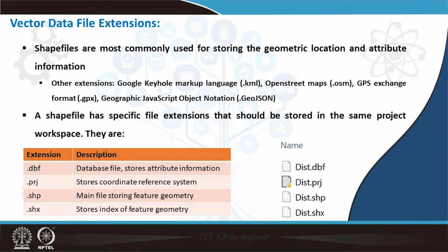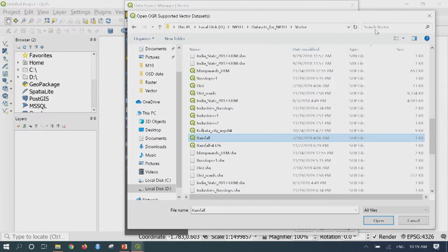Along with the shapefile, there are also other extensions. For example, Google Keyhole Markup Language, that is .kml, OpenStreetMap, that is .osm, GPS Exchange Format, .gpx, and Geographic JavaScript Object Notation, that is .geojson. These are other extensions for vector data files. Now let us go back to the QGIS interface.